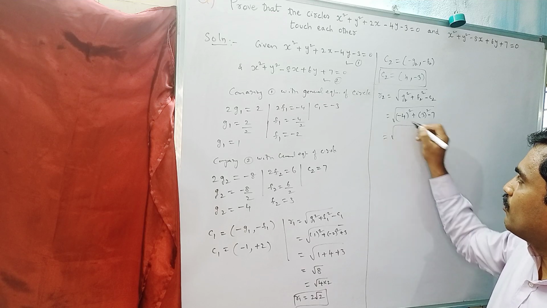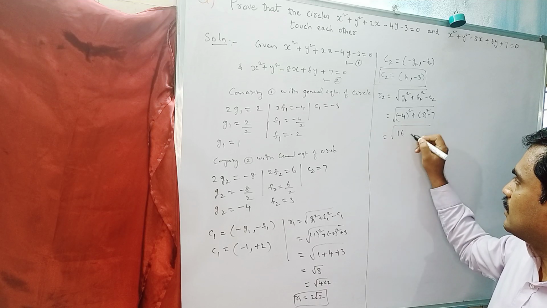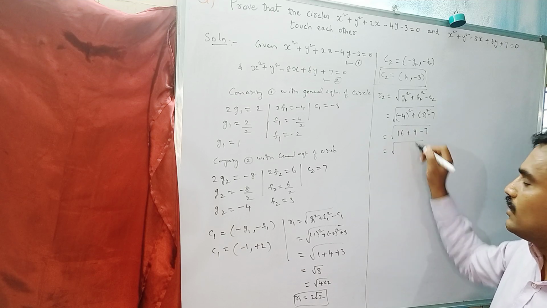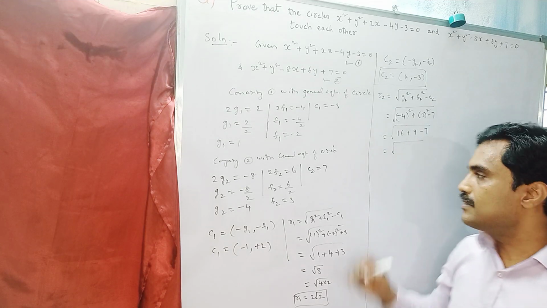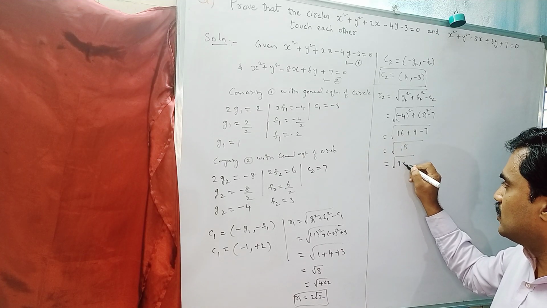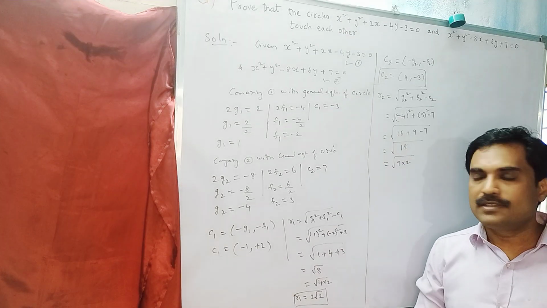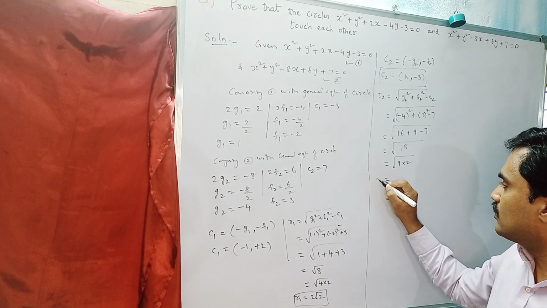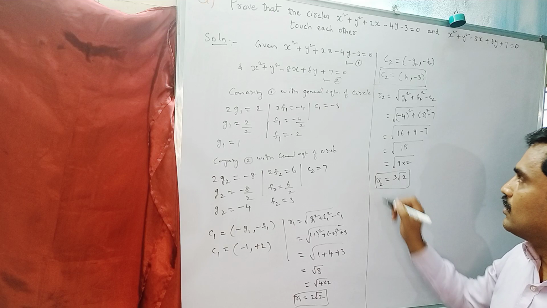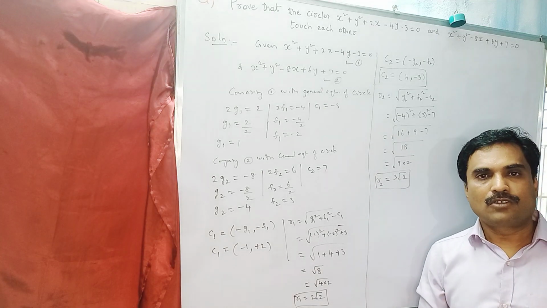So you get minus 4 square is 16. 3 square is 9 minus 7. What is 16 plus 9? That is 25 minus 7. That is 18. So you can write 18 as square root of 9 into 2. So 9 can be written as 3 square. So you can remove the root. So R2 equal to 3 root 2. So you got the C2 value and R2 value as well.